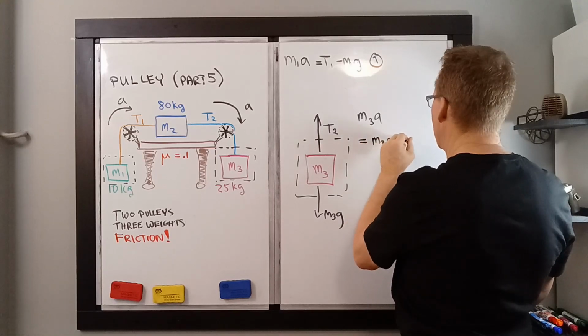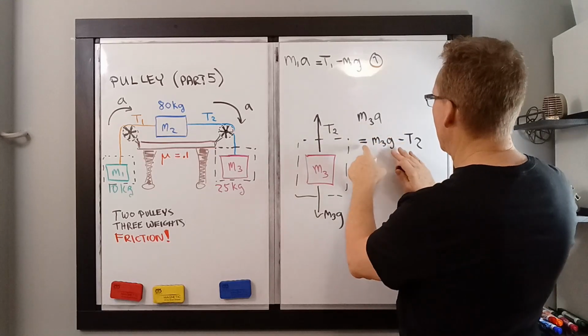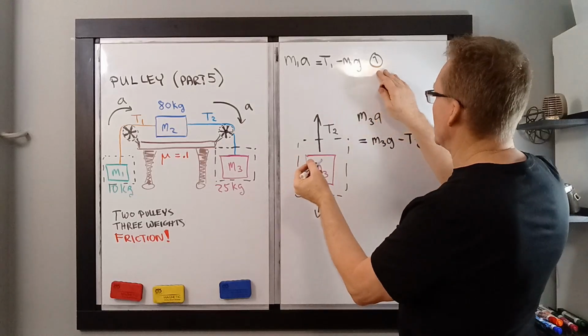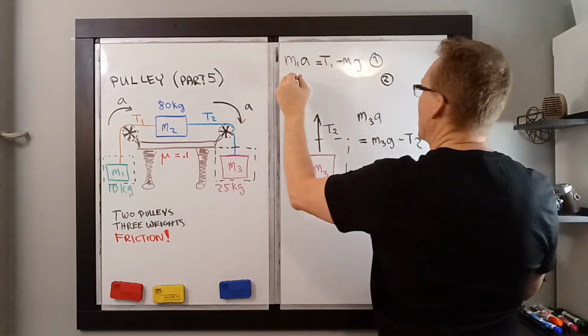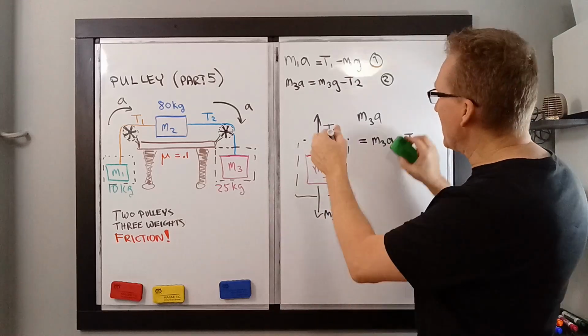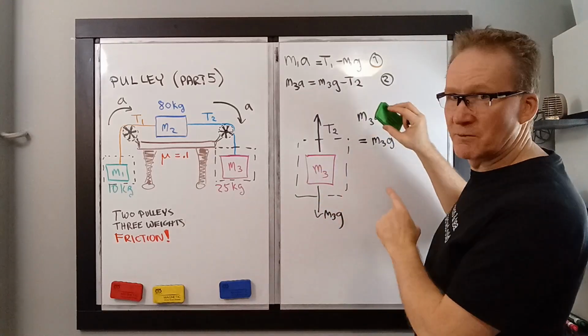M3G minus T2. Here we have another equation. I could call this equation 3 or equation 2, it doesn't matter. Let's call it equation 2 for now and rewrite it up here. We'll be rewriting those again. I'm just putting them up there so we remember them.